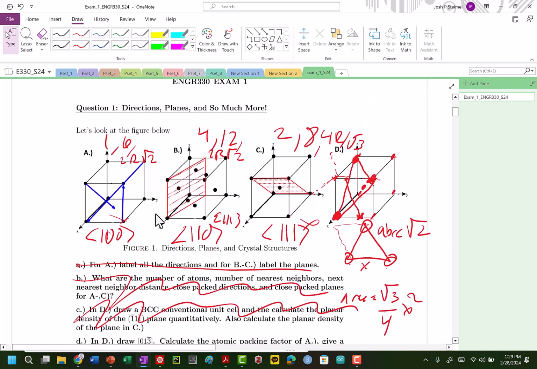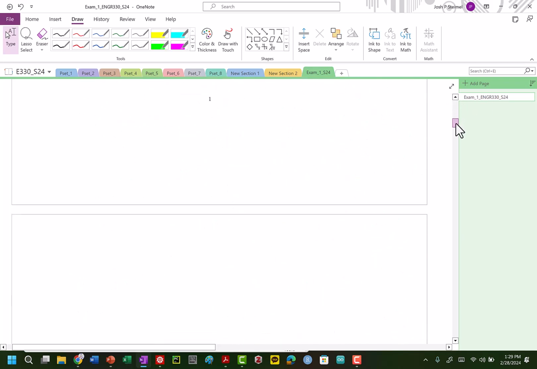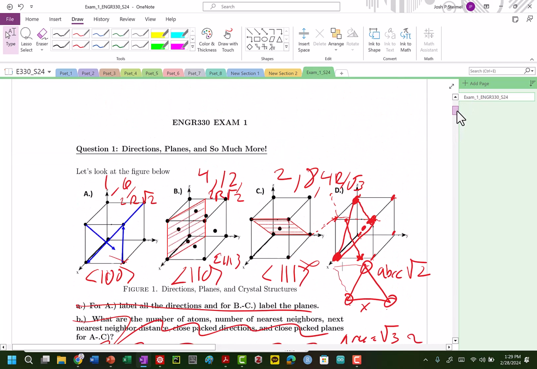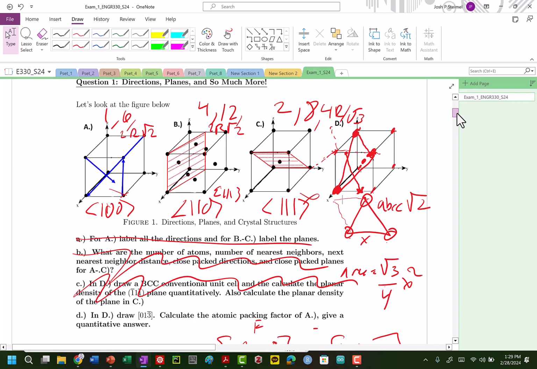So is there anything left in this problem? No, well, it's very kind on this one. So that is all that we've got.